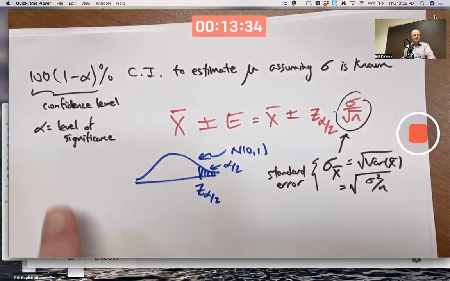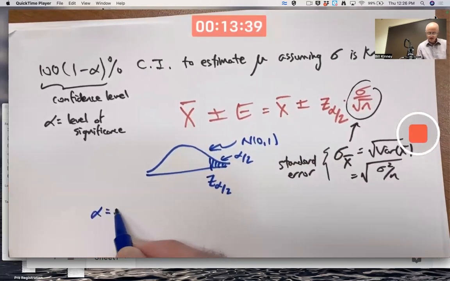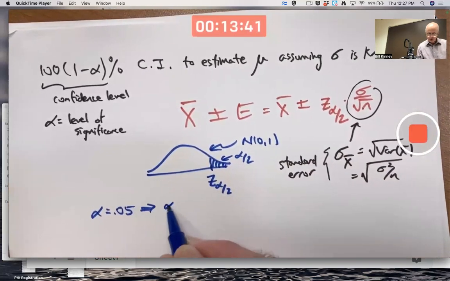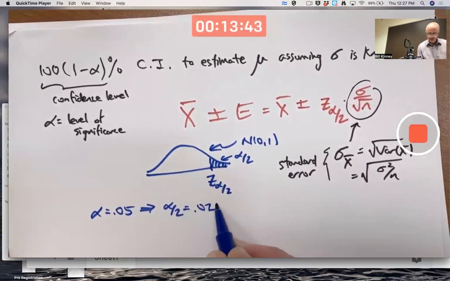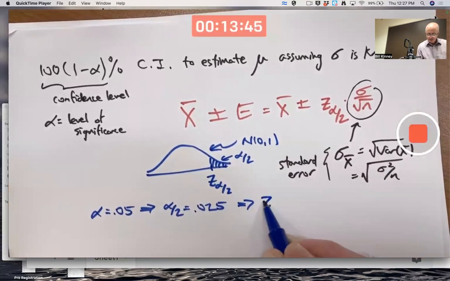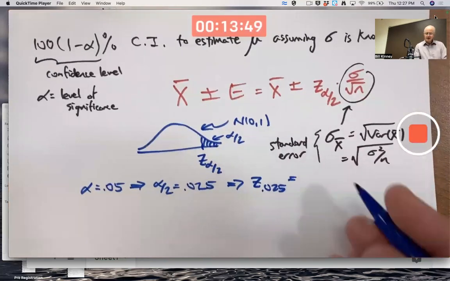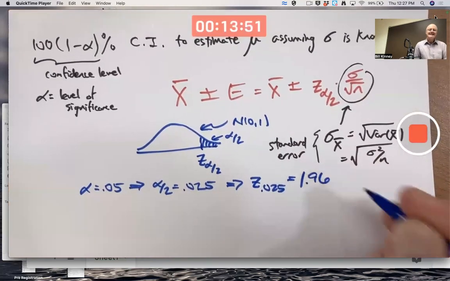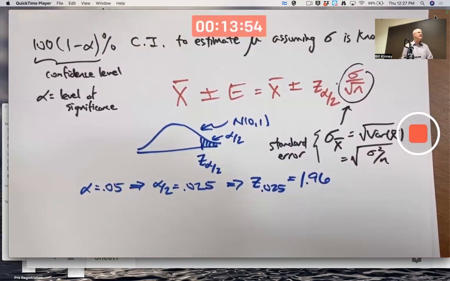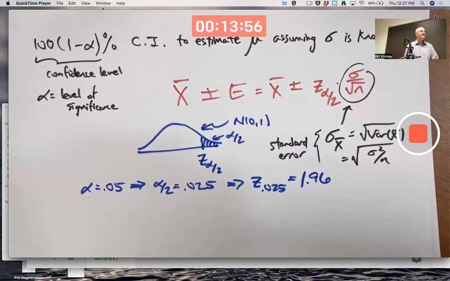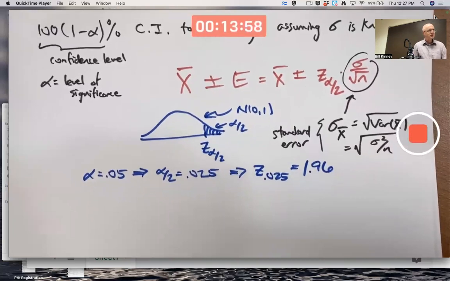So again, in the most common case where alpha is 0.05, alpha over 2 is 0.025. And Z sub 0.025 is a number you should probably remember until the day you die: 1.96, approximately. If you do statistics every day, you should remember that for the rest of your life.